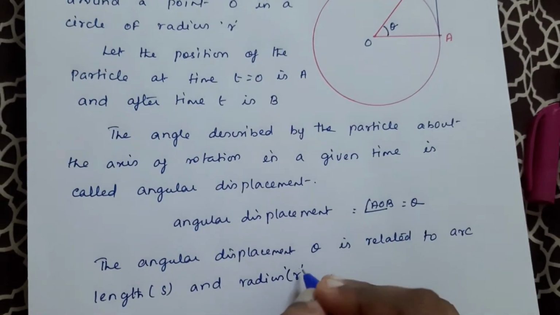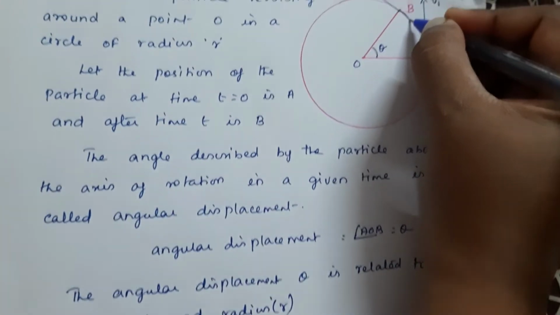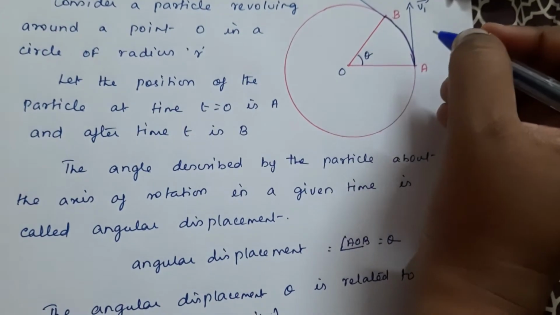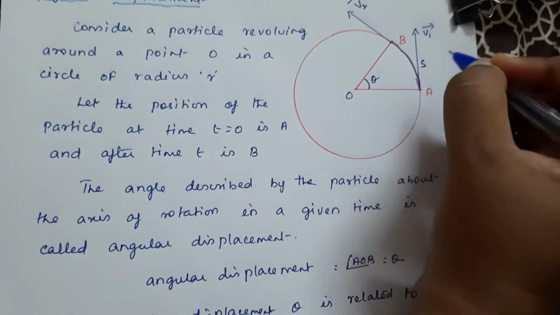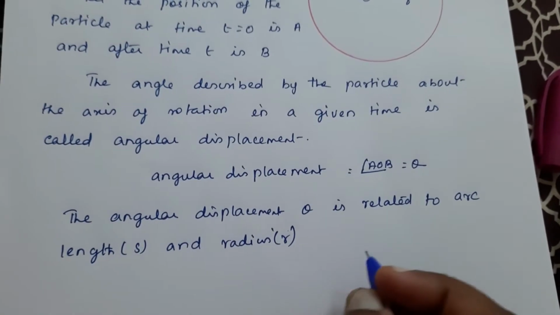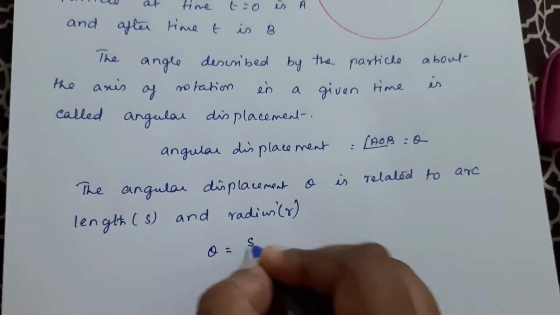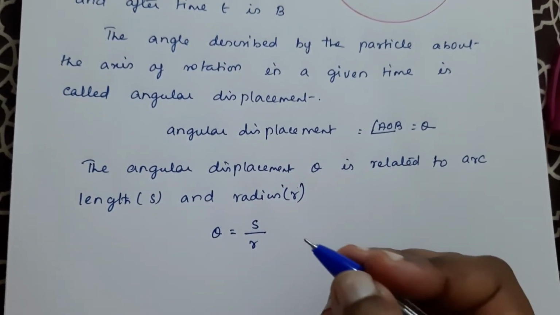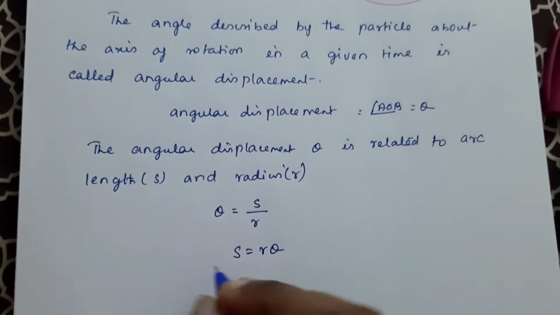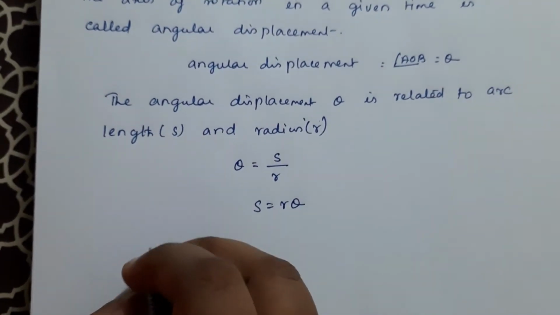Now which is your arc length? This part is your arc length. So this is S. Now this is R. So the angular displacement theta is related to arc length and radius R. How is it related? Theta is equal to arc length by radius. So we can write S is equal to R theta. Now what is the unit for this angular displacement?